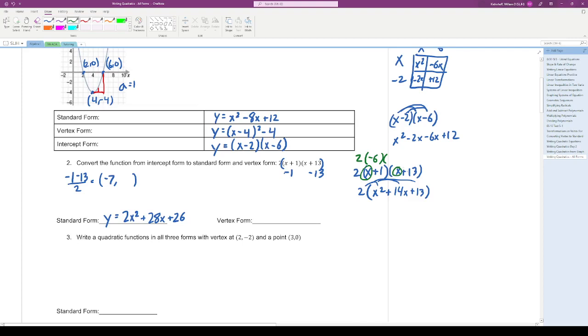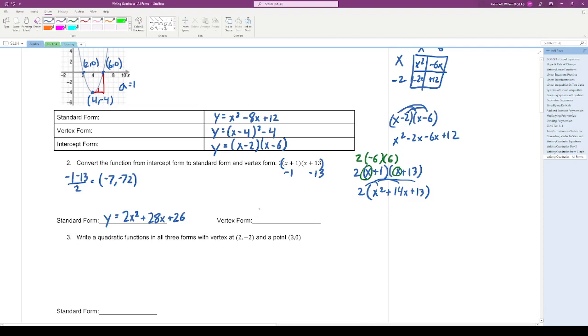-7 plus 13 is 6. And those two should pretty much always come out to be the same for the vertex. So we have 2 times -36, so that's -72. Wow, that's way down there. Okay, so we have -7, -72. And that lets us write our vertex form.